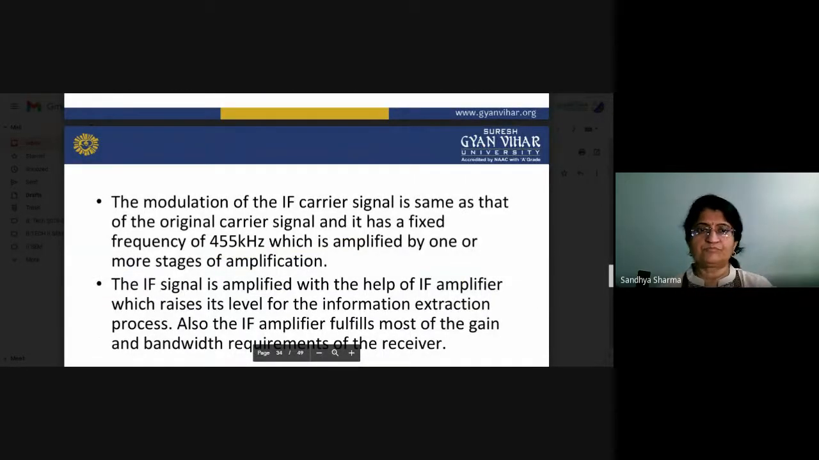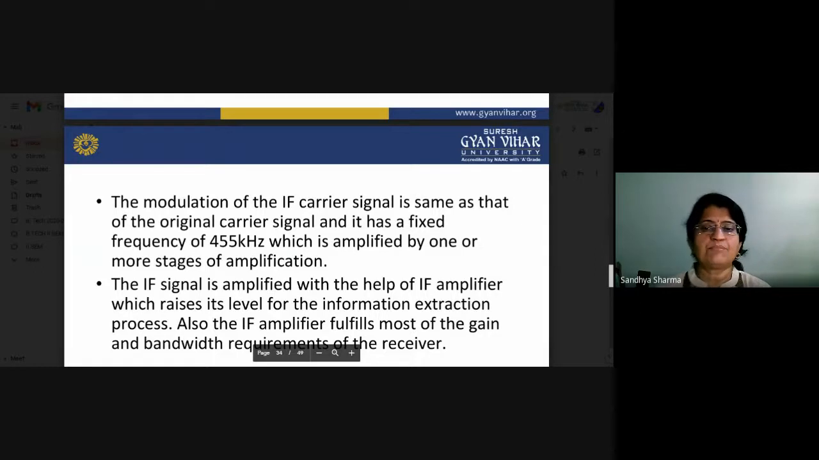Okay. So the modulation of the IF carrier signal is the same. How can we do the modulation? The modulation process is the same as that of the original carrier signal, and it has a fixed frequency. So what is the frequency of the IF? It is 455 kilohertz. This is the ordinary frequency.